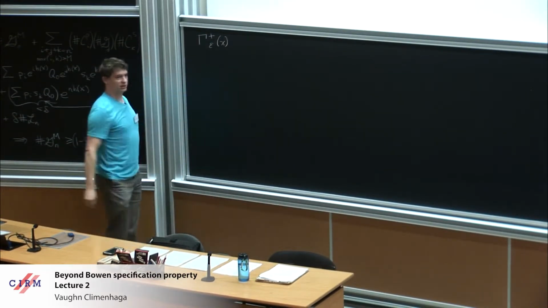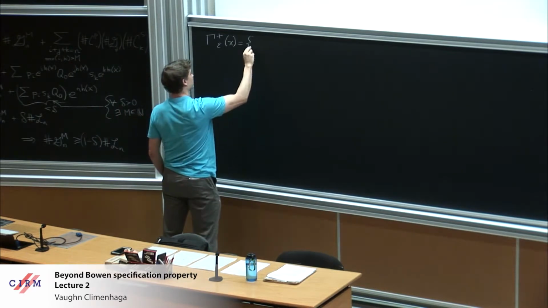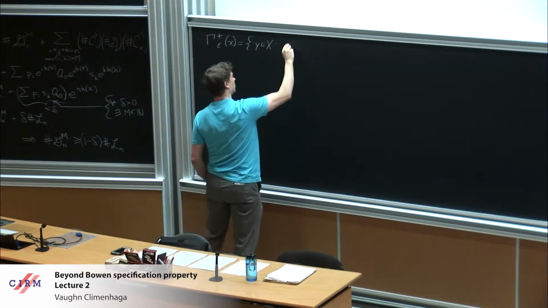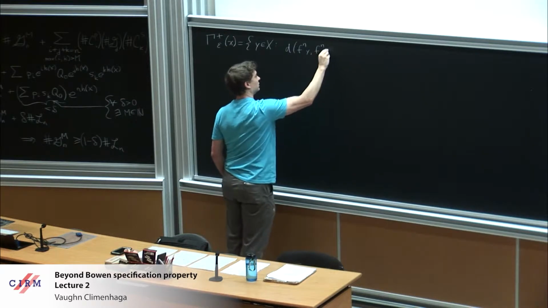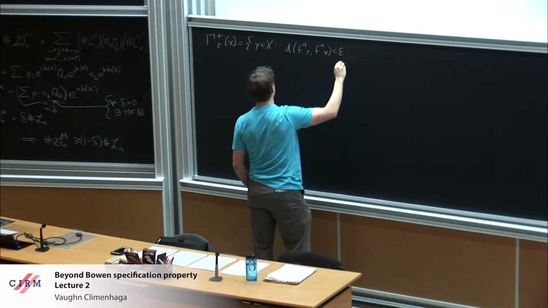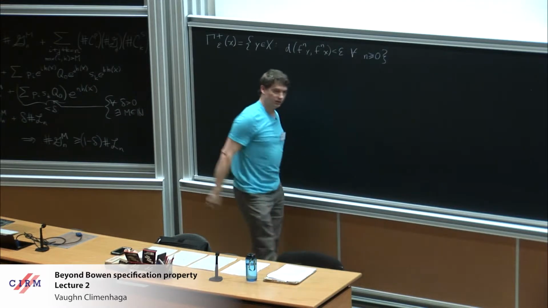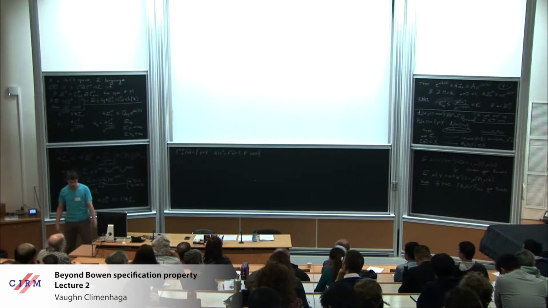Given a point x and a scale epsilon, define gamma epsilon plus of x to be the set of points y whose orbit stays within epsilon of the orbit of x for all non-negative n. So it's an infinite Bowen ball. It's a Bowen ball of infinite order.